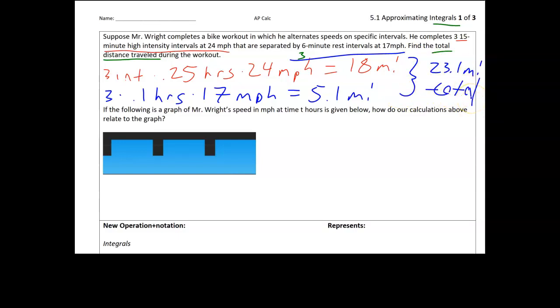So that wasn't very profound, right? That's math you hopefully could have done in middle school. But what's really interesting and what we're really interested in is the connection to this graph here. This, by the way, is a graph that I actually pulled off the app I use to work out. So the question is, how do our calculations relate to the graph?